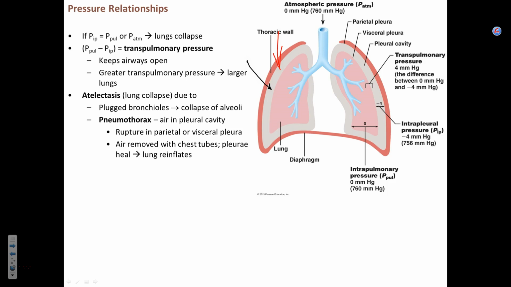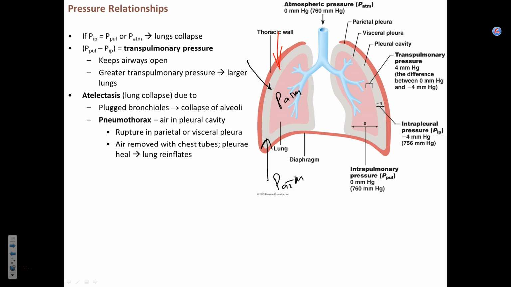The thing is, if this pressure is atmospheric and this pressure is atmospheric, the lung will collapse by itself. It's elastic. It will just recoil. That's it. Does that make sense?